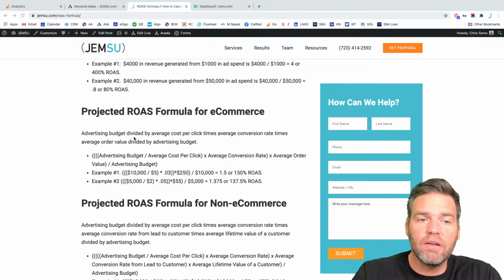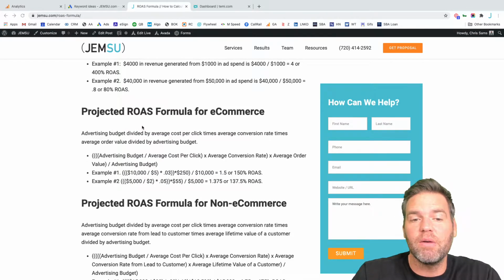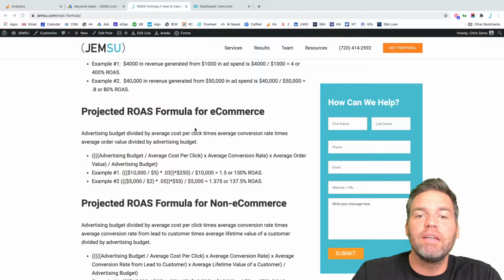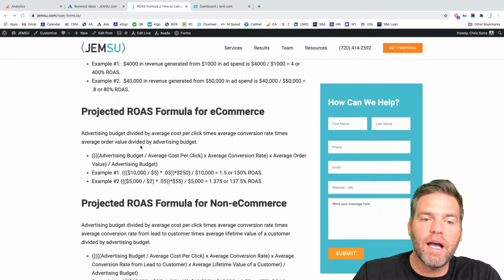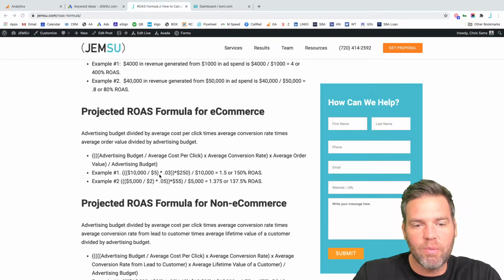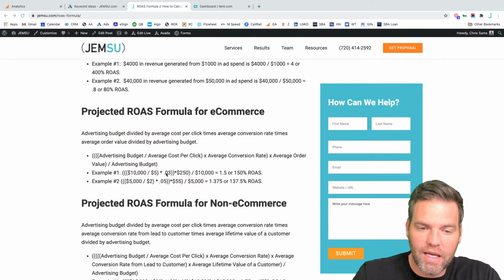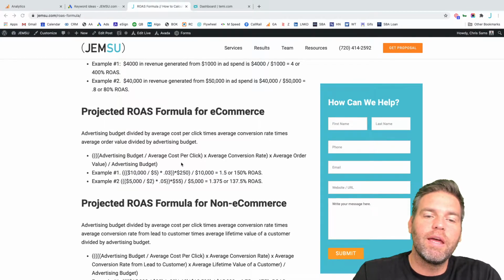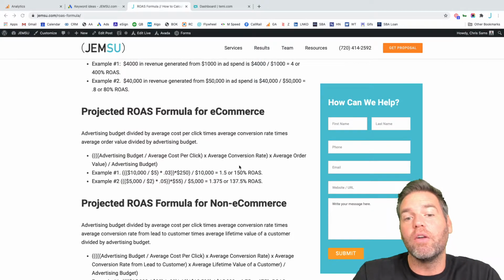So the projected return on ad spend formula for e-commerce is advertising budget divided by your average cost per click times your average conversion rate times your average order value divided by your advertising budget. We outline it here, and then we do a couple examples. So if you had a $10,000 advertising budget and a $5 cost per click at a 3% conversion rate and a $250 average order value, then your return on ad spend would be 150%.